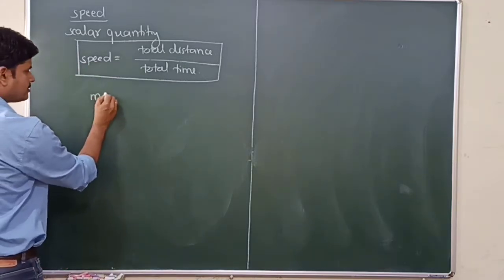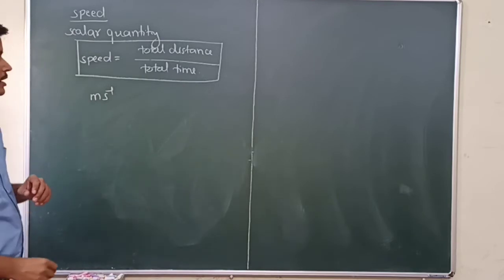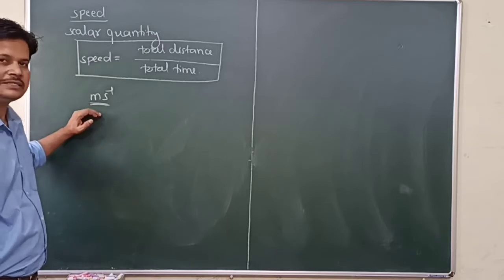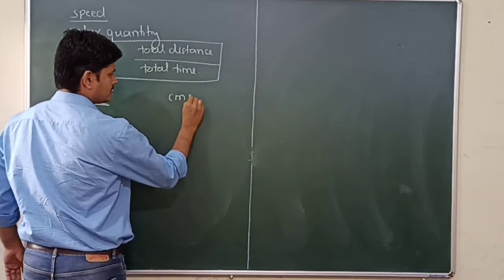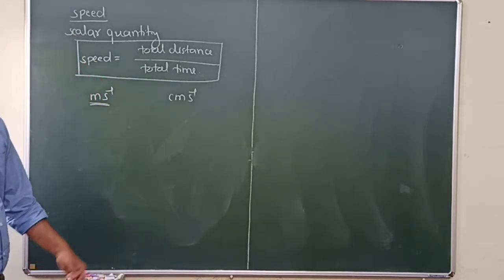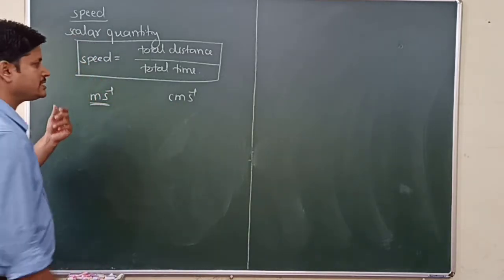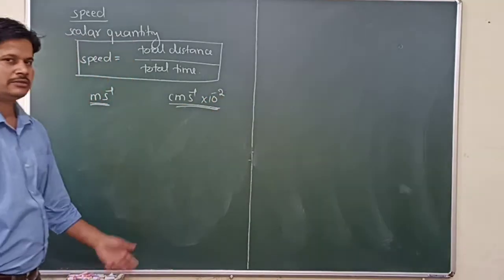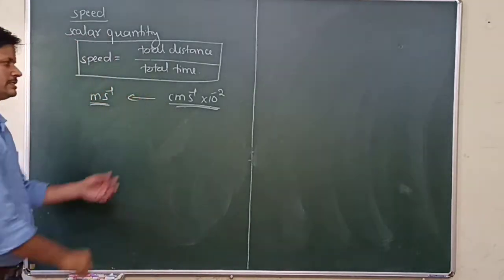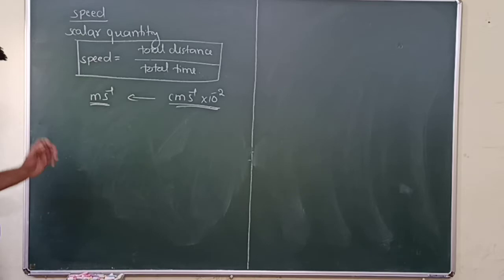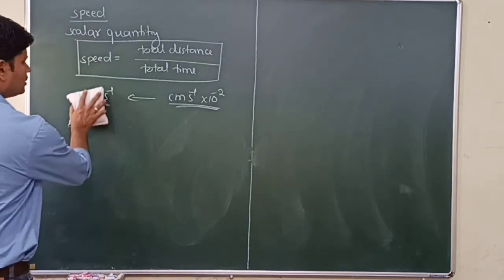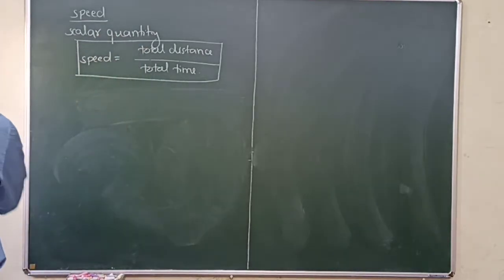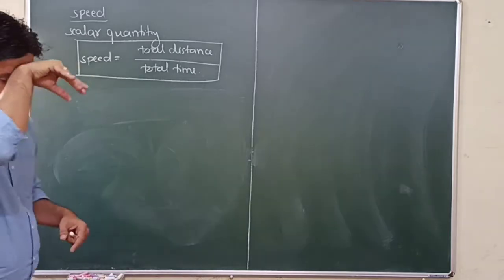Speed SI unit is meter per second. This is the SI unit, or if you want to express this in the CGS system, then it is centimeter per second. Or if you want to convert centimeter to meter, just multiply this with 10 raised to minus 2. That's it. Then it will give meter per second. Correct? Next. You will get all the definitions in a book or any reference books. Okay?